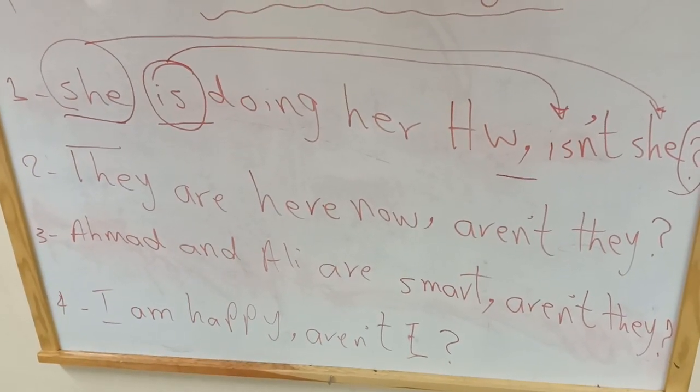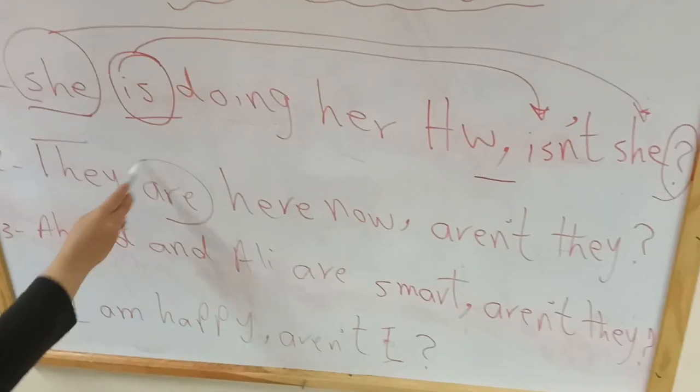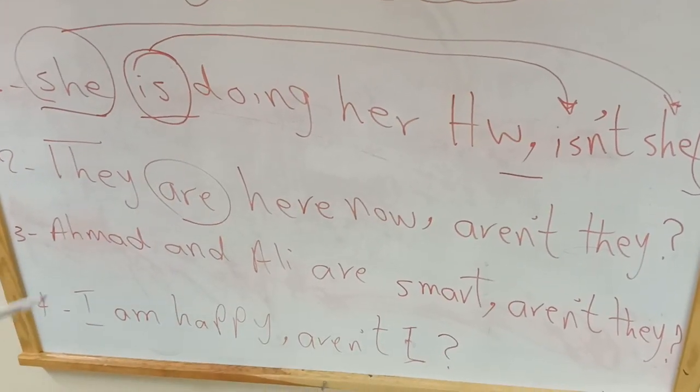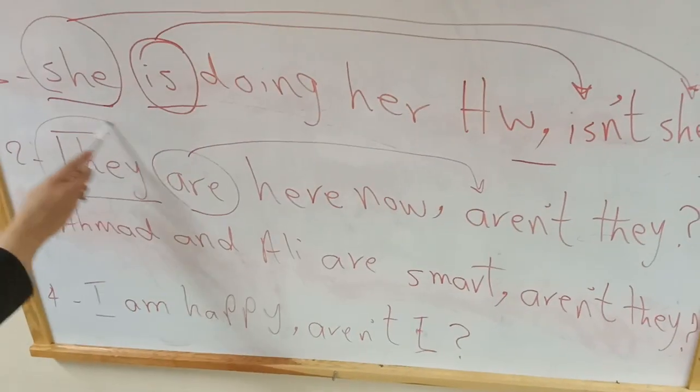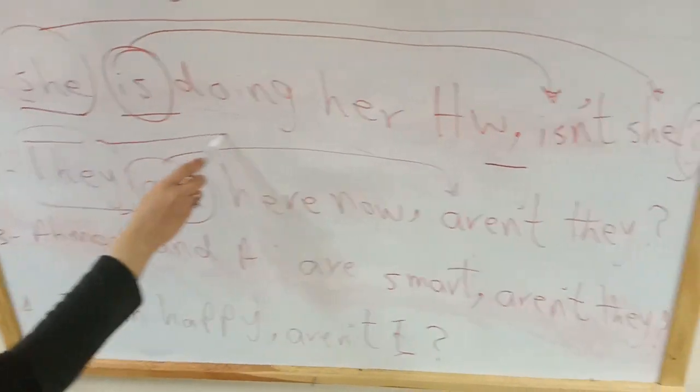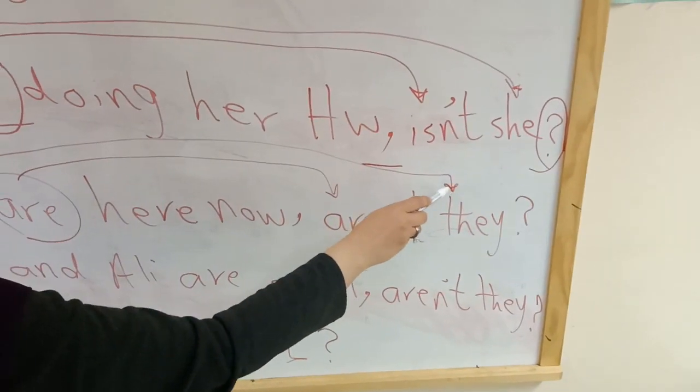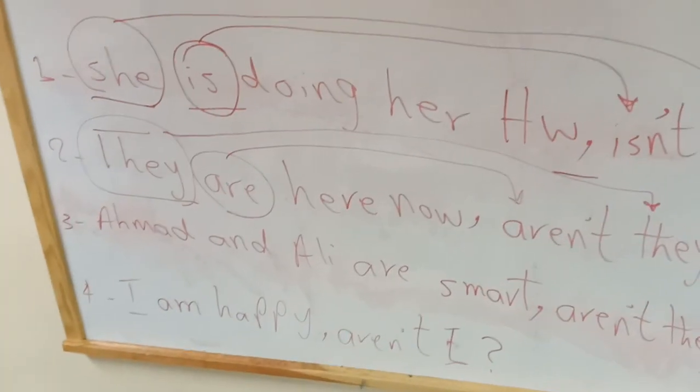Now, number two, they are here now. Aren't they? So I already have an auxiliary. I'll take it, put it after the comma. Here it's affirmative. I'll turn it into negative. And I already have a subject pronoun here. I take it and put it after the negative auxiliary and then a question mark.